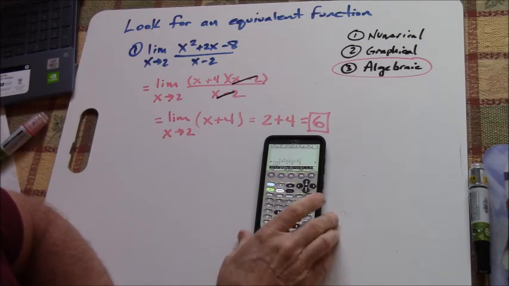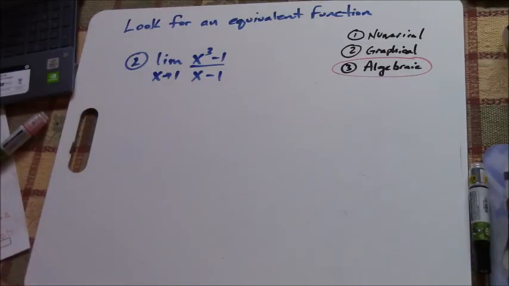All right, let's try another one. You guys go ahead and try this one. You want to find the limit as x approaches 1 of x cubed minus 1 over x minus 1. Go ahead and give it a shot.